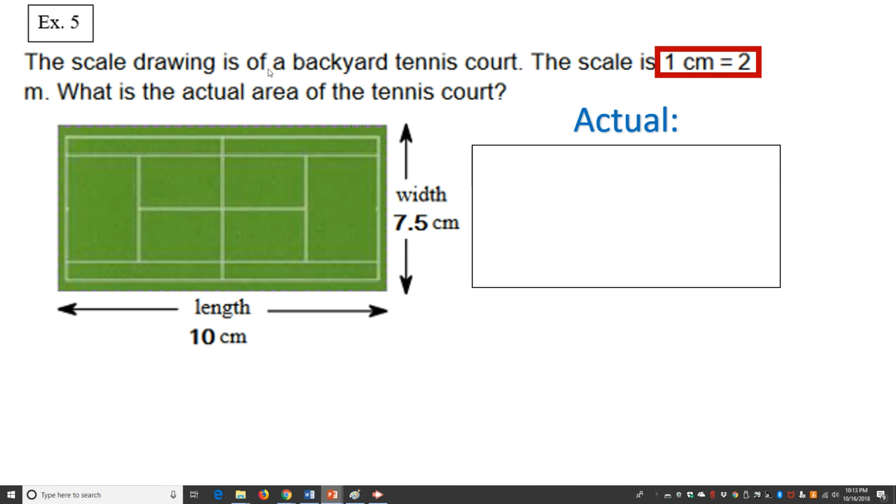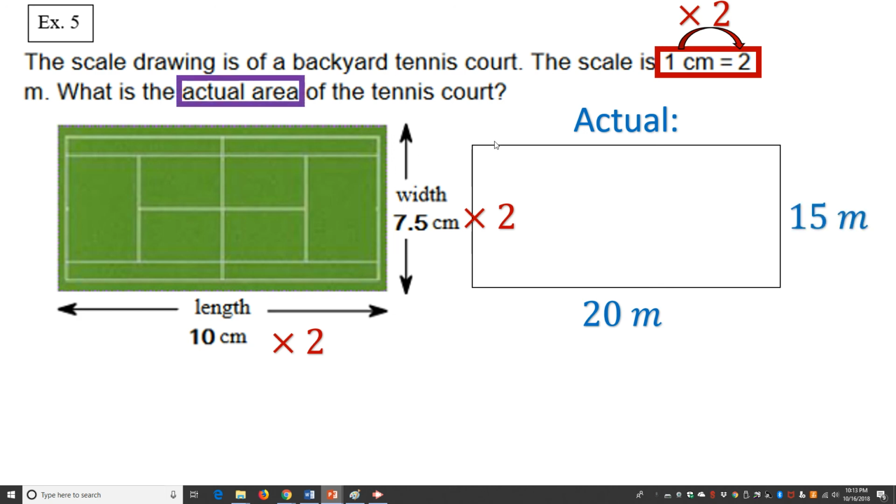Our scale is 1 to 2, so it's increasing by a multiple of 2. And therefore, we're going to find the actual lengths. So this length started as 10. We multiply by 2 to get 20 meters. The drawing length is 7.5 centimeters. Times 2, we get 15 meters.